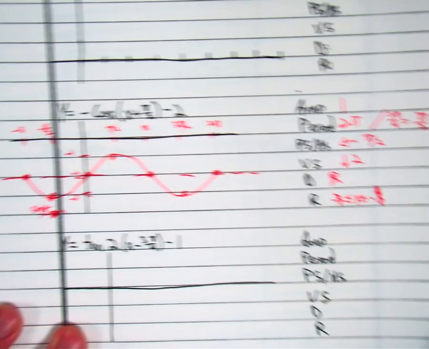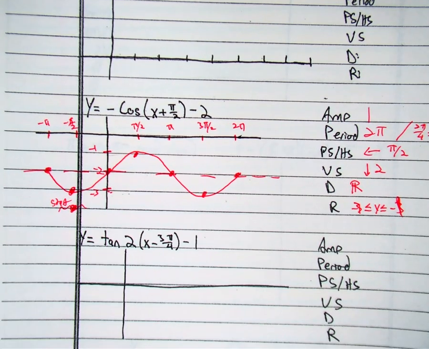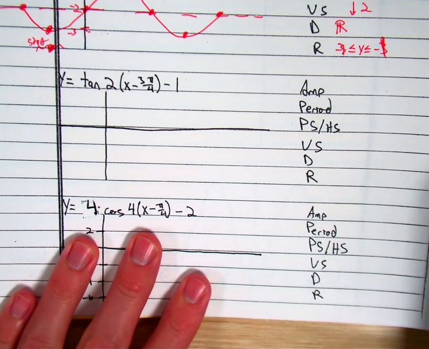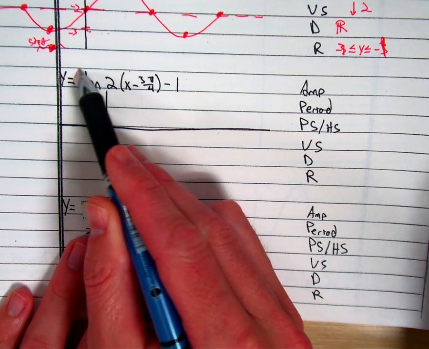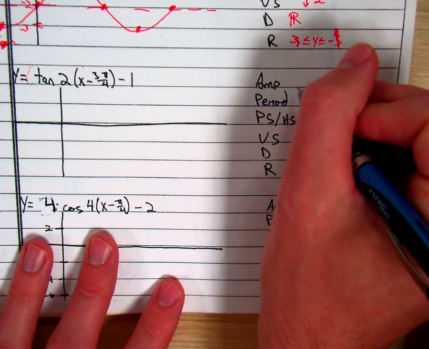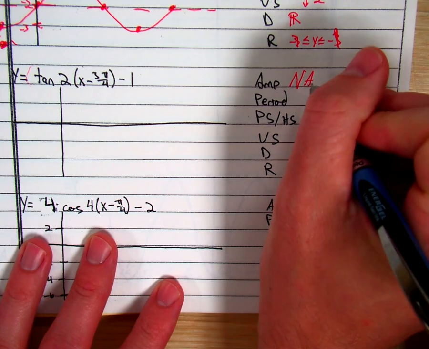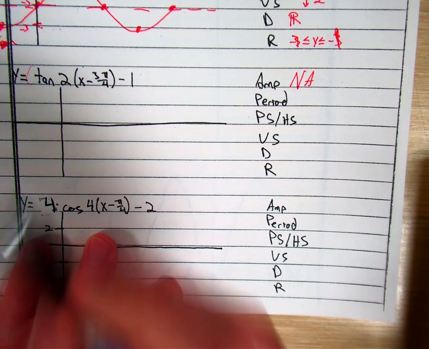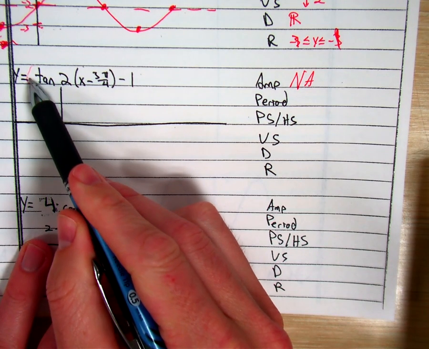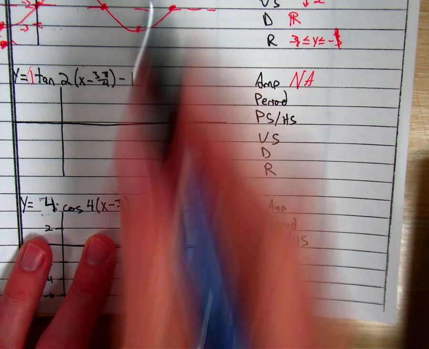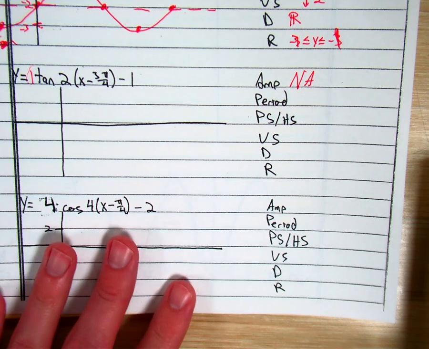Okay, tangent. Let's slide on down to that tangent problem. No multiplier in the front, so for number 1 for tangent, amplitude is not applicable, none, whatever you want to write there. But there's technically a 1 there, and we'll use that 1 for something else in just a little bit.